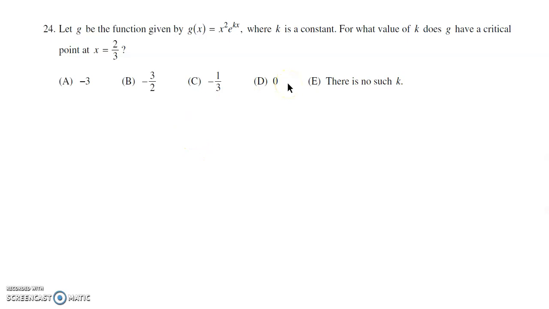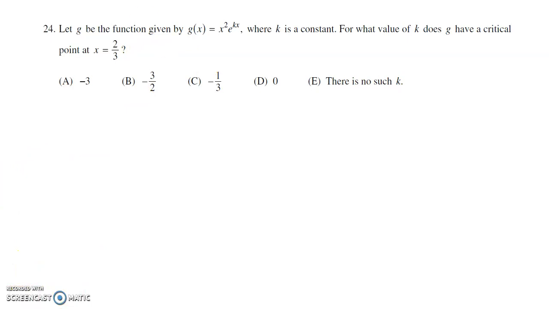Okay, so this one. All right, so they give me G is this thing where K is a constant. And then they want me to figure out the value of K that gives a critical point at x equals 2/3. So just a reminder, a critical point is when the derivative is 0 or undefined. So you're going to take the derivative and then set it equal to 0 and solve for K.